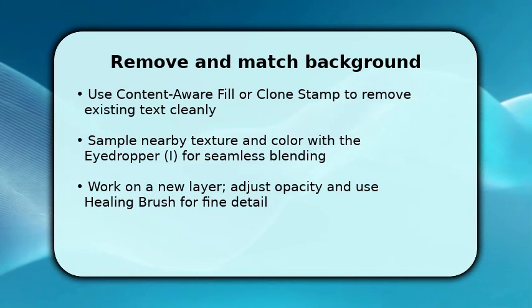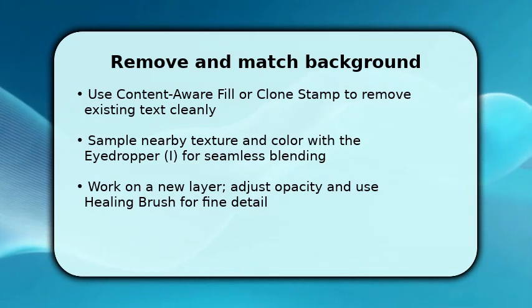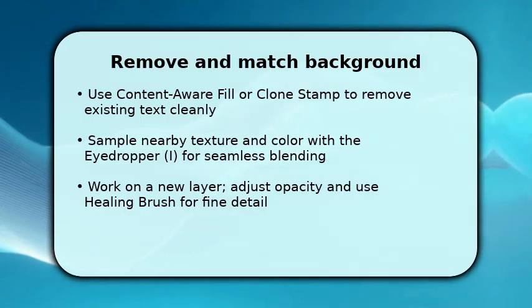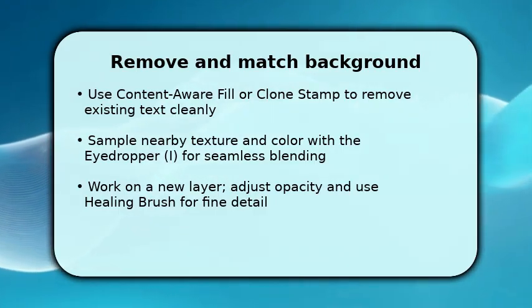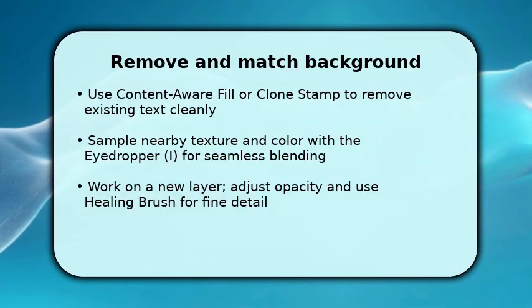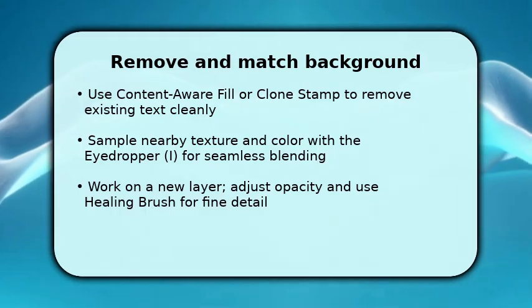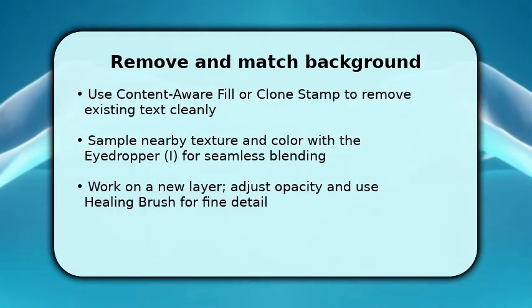Next, remove the old text and recreate the background so your new text looks natural. Use content-aware fill for quick fills. If it's imperfect, switch to the clone stamp and sample nearby pixels to rebuild texture. Once the area reads correctly, apply the healing brush to blend edges and reduce patterns. Make sure to work on a separate layer so you can tweak blending modes and opacity. This step is about matching grain, light, and color so your new text will sit convincingly on the image.